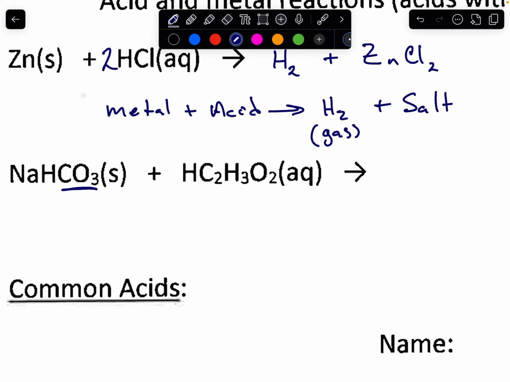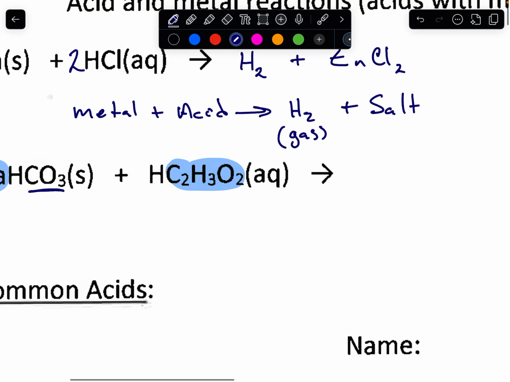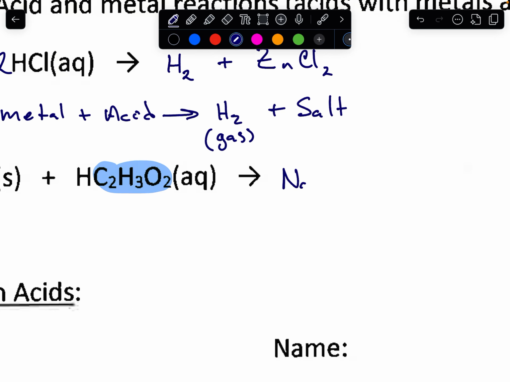If I look at this one, this is actually a couple of reactions in one. So I'm going to break it down first. We have two ionic compounds, so this is going to first be a double replacement reaction. I'm going to start by taking my sodium and pairing that up with my acetate. So we're going to get sodium acetate.